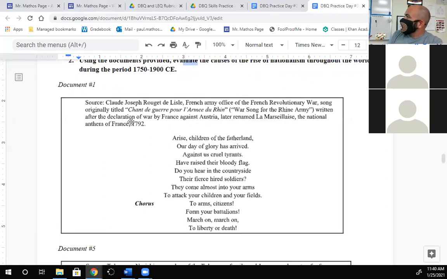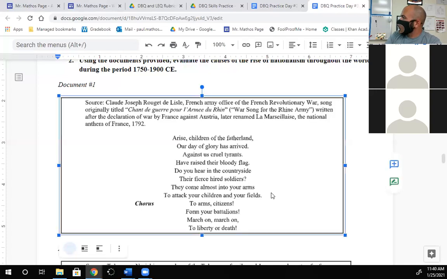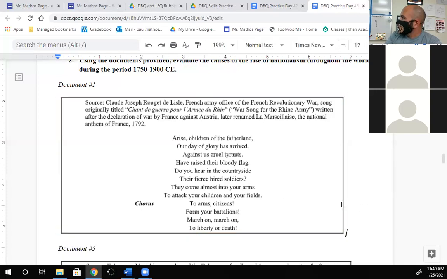So document one looks to be a French Revolutionary War song. As I was reading it, and maybe you guys can back me up on this, it seems like it's trying to establish some sort of identity, talking about the fatherland and your armed citizens. So it seems to be trying to unify the French people against somebody else.